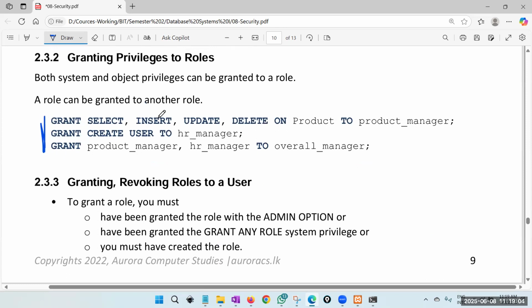Say grant select, insert, update, delete on product table to this particular role. It can be even create user privilege, create table privilege, drop table privilege, not only select, insert, update, delete, right? Privilege can be even create table, alter table, drop table, truncate table.